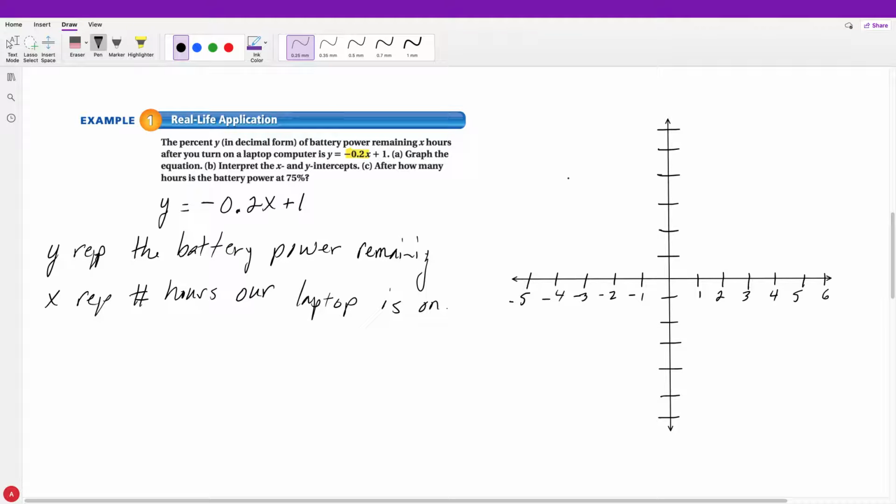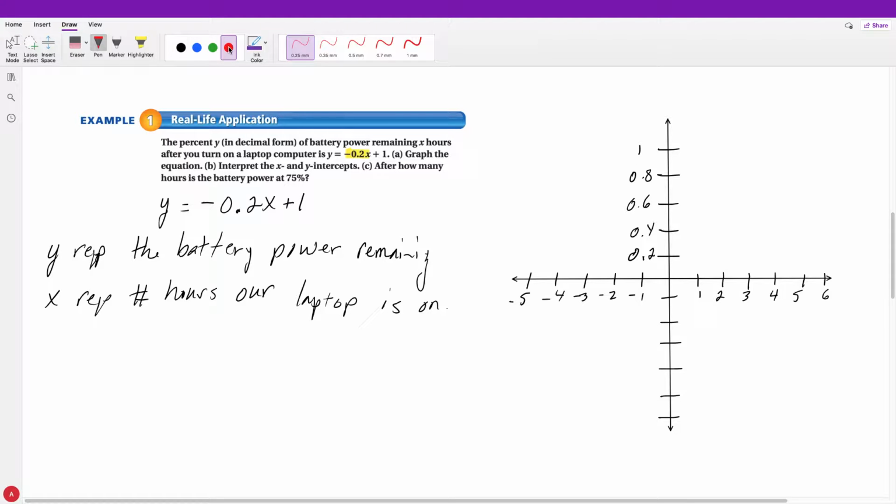Our y-axis is our percent of battery, and the most that we can have is 100%. Our battery can't be more than that. Since it's decreasing at -0.2, I'm going to count by 0.2 every single tick mark: 0.2, 0.4, 0.6, 0.8, and 1. I don't need to put anything above that 1 because 100% is the highest our power can go. We don't need to go any further than that because it's impossible.